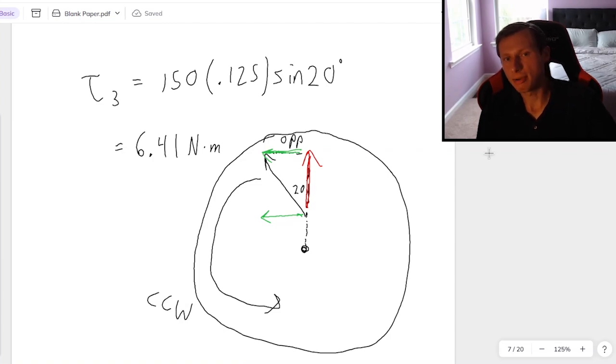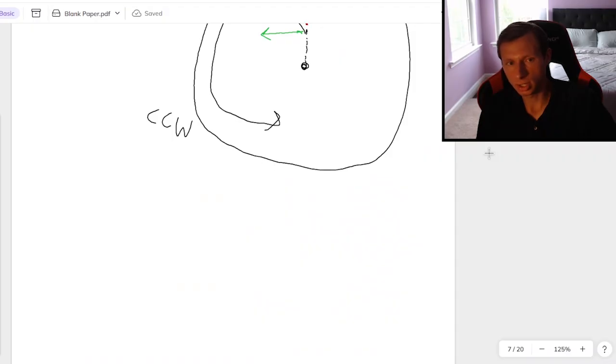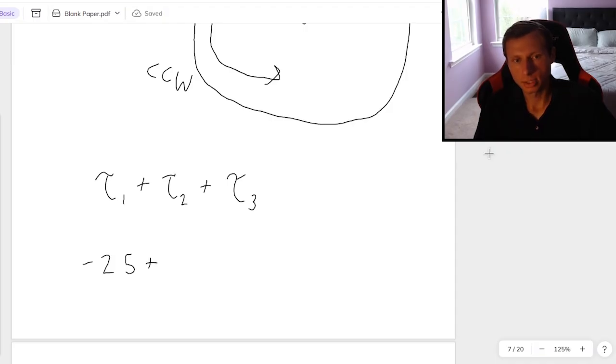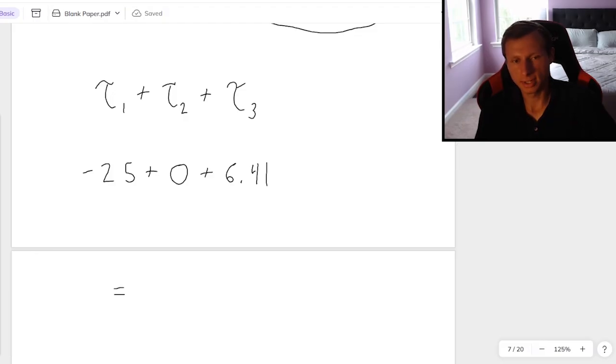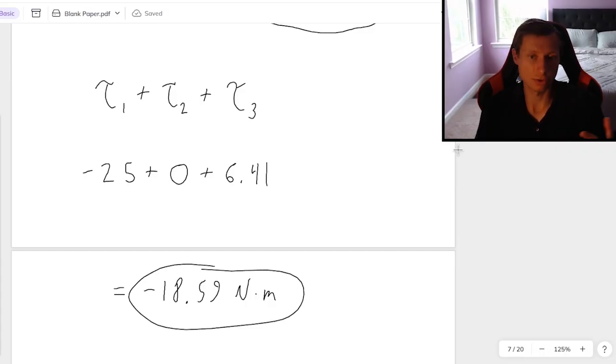And so finally, if I want to conclude on the net torque, I just have to add my 3 torques together. Torque 1 was negative 25, torque 2 was 0, and torque 3 was 6.41. And that'll give me a final answer of negative 18.59 Newton meters. In other words, force 1 did not have the strongest force, but did have the strongest torque.